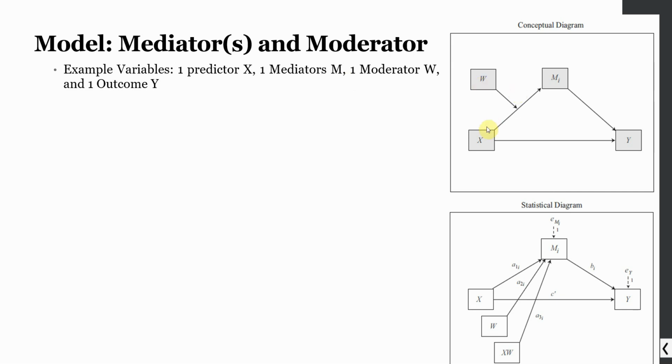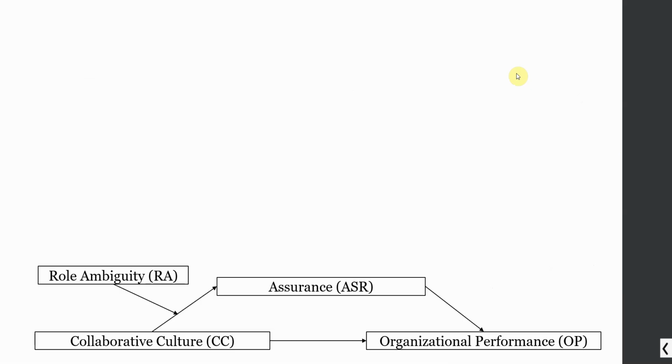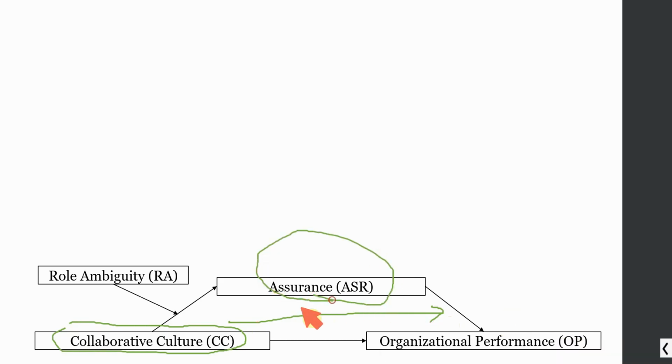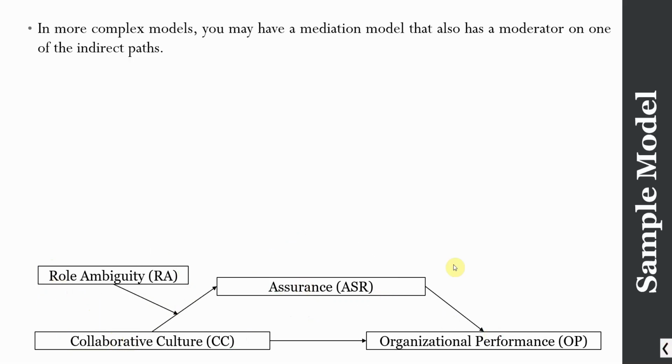Now, in this case, we've got one predictor, one DV, one mediator, and one moderator. And the variables are continuous. Now, this is the model that we are going to test. My interest is assessing the indirect effect of collaborative culture on organizational performance through assurance. And I want to check whether role ambiguity moderates this indirect relationship or not. So we've got a mediation model here, and this is our moderator that is moderating this path here.